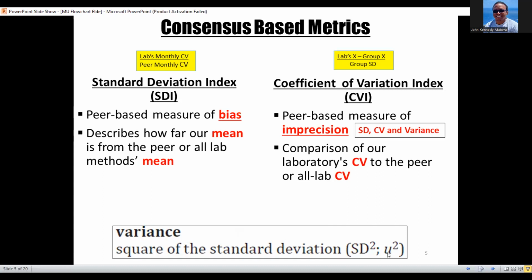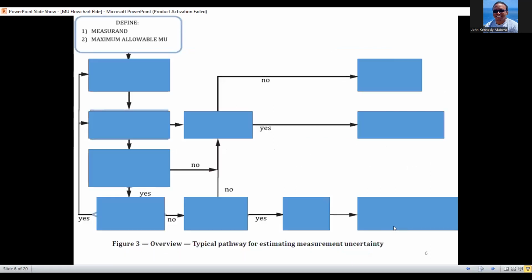As I've said a while ago, we cannot add and we cannot subtract standard deviation. Because you might be asking, LD, why do we need to square and then get the square root? That is because we cannot directly add or subtract standard deviation. We cannot also directly add or subtract U, that's the measurement uncertainty. And that's the reason why we need to convert this into variance and get the square root. All right, I'll emphasize that.